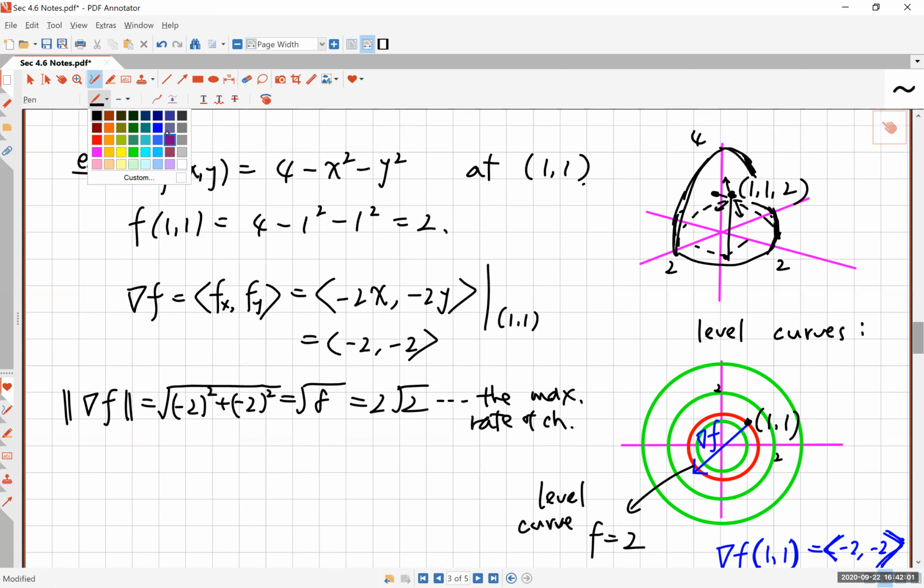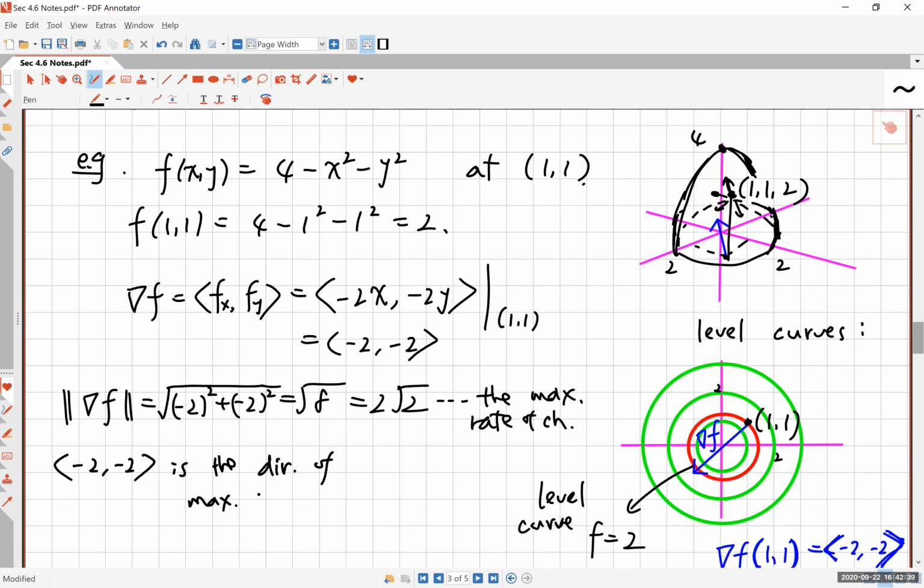And in fact, if I were to graph this gradient in this picture, you'll be going in this way, going straight through the origin, okay? And that means you go toward the middle. If you're standing here, you climb up toward the middle, to the highest point here. That is the direction of that maximum rate of change. What else? So I would say that (-2, -2) is the direction of the maximum rate of change.